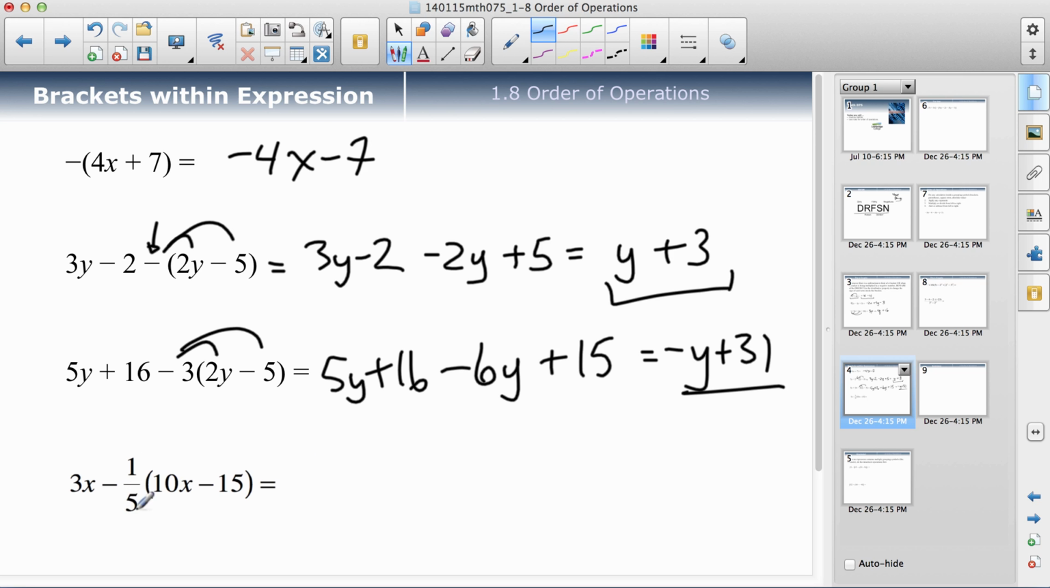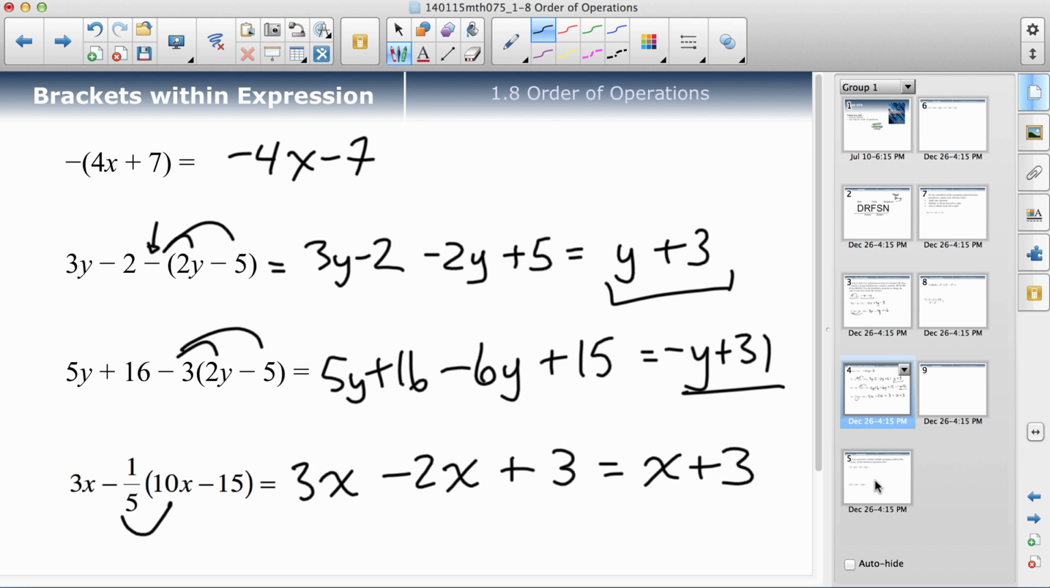Here's one with a fraction. You can do it with that too. The 3x stays, and then I have to multiply this through. Minus 1/5 times 10x would be a negative 2x. Minus 1/5 times a negative 15 would be a positive 3. Now simplify. 3x minus 2x would be just 1x, and there's no like terms to the 3, so I just leave it.